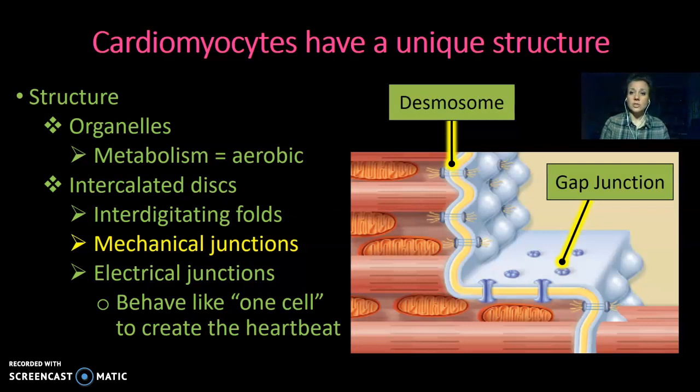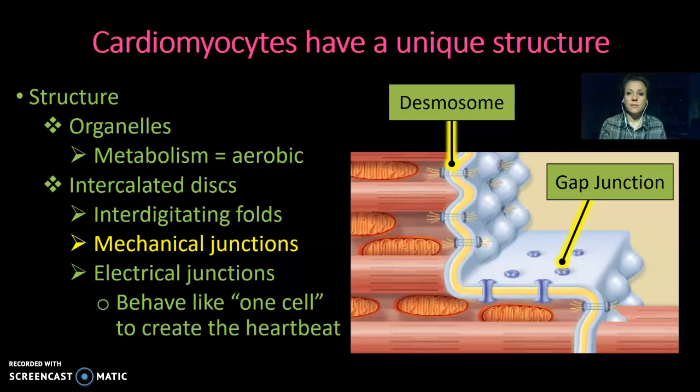They have mechanical junctions, which are proteins called desmosomes. At least there's multiple proteins that are going to make up a desmosome, but you can think of it as these proteins that just kind of connect the two cells one to another, and they can hold on to each other to keep them from separating while they're doing all this contracting all the time.